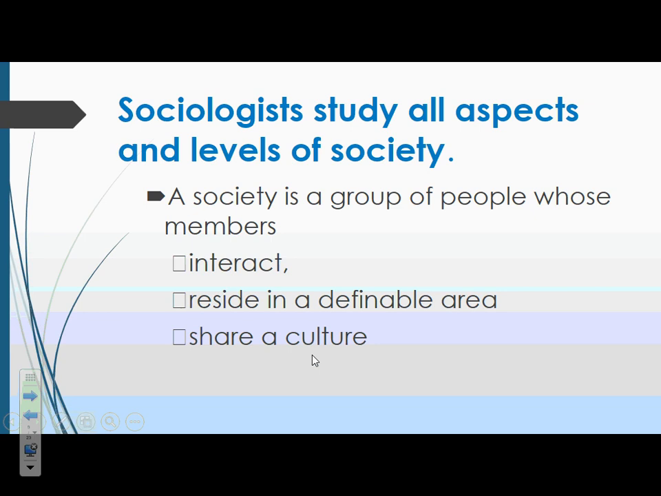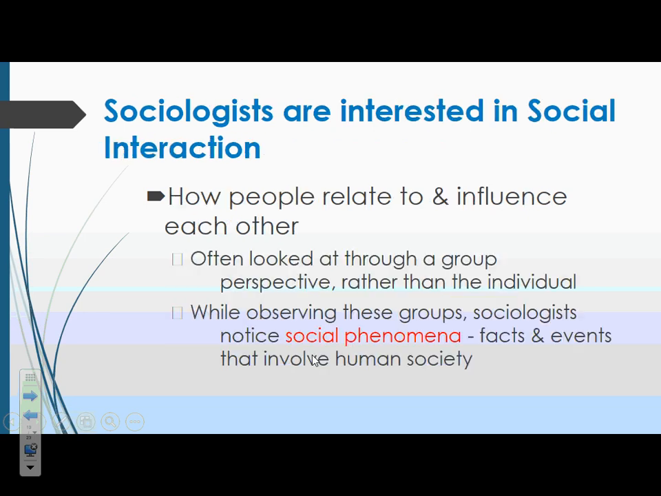Okay. Ohio has a society. Is it different than, let's say, Virginia? Or California? Florida? Yeah, we might share some things, but there are some differences. The most obvious would be the definable area. Sociologists are interested in social interaction, as we know, and how people relate to and influence each other.